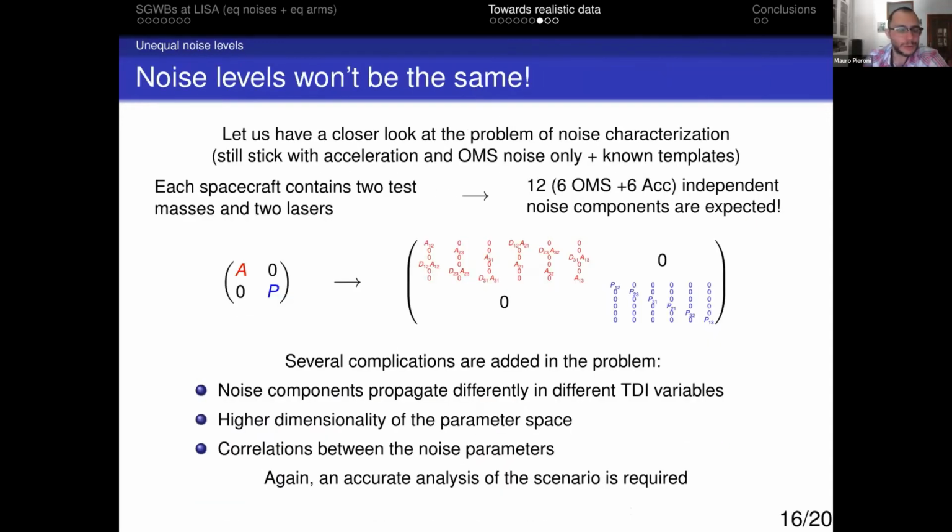What I want to do now is to switch from equal noises to unequal noises. So I want to make my problem way more complicated. This is what we will have in reality, because each test mass and each laser will have its own noise level. So this is what we will have to deal with in reality. Let's try to see how much this will impact all the discussion I did thus far.